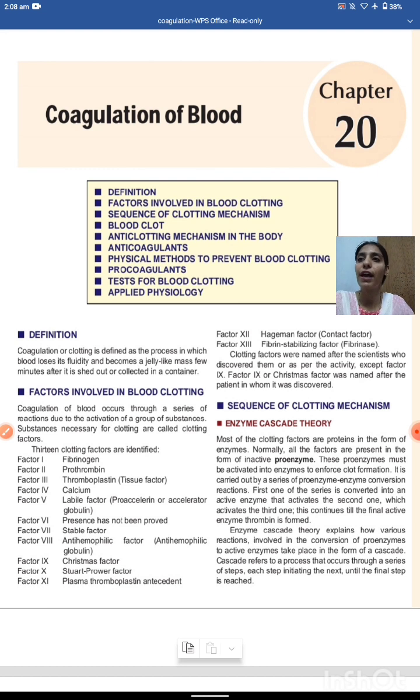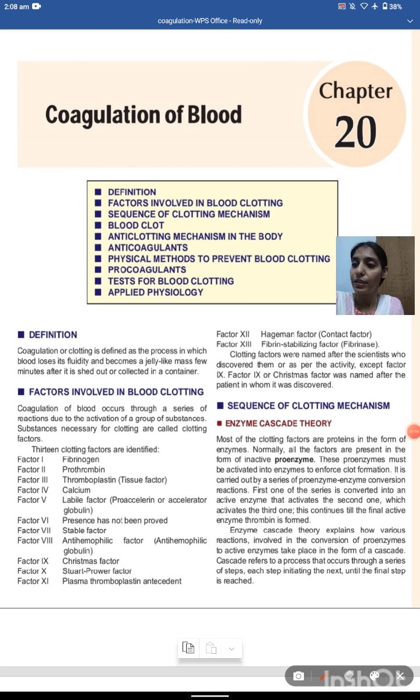We have 13 factors which are responsible for the coagulation of blood. All these factors are activated one by one in a cascade manner. So the clotting or coagulation mechanism is known as the cascade theory. According to this, we have all 13 factors on this slide.